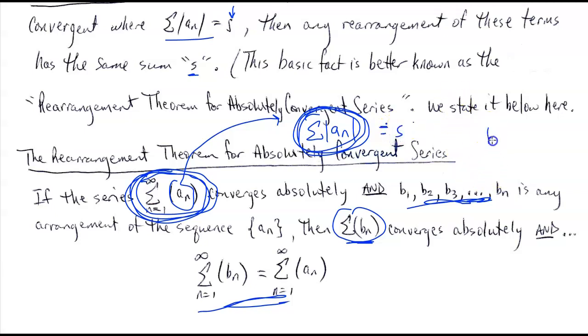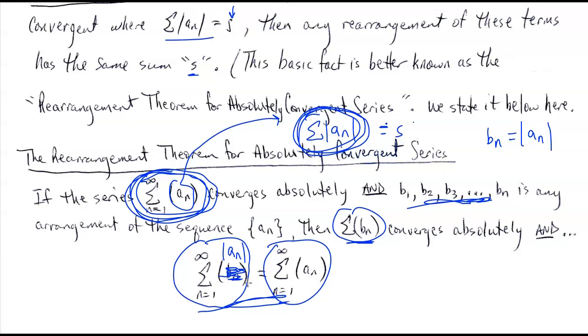Now, remember that b sub n is actually understood to be absolute value of a sub n. So here we can just replace what we have here as absolute value of a sub n. And all we're saying here is that b sub n, which is absolute value of a sub n, whatever this adds up to, if it's absolutely convergent, is going to be the same thing that this adds up to. So that's pretty much all the rearrangement theorem says.